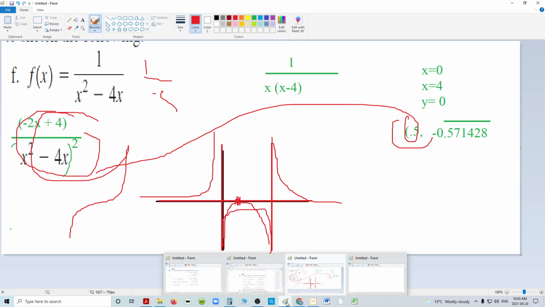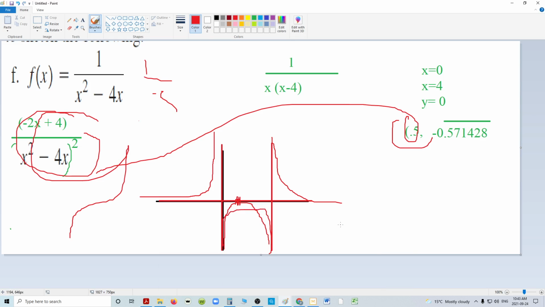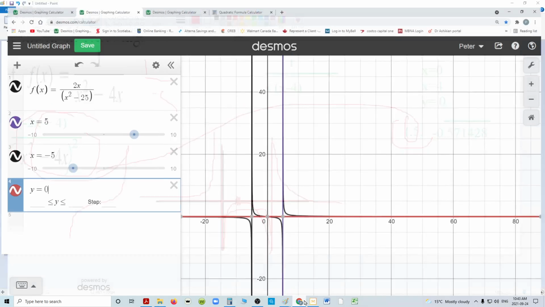So let's see if we got this right. 1 over x squared minus 4x.